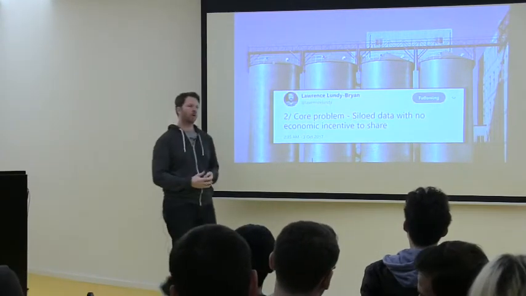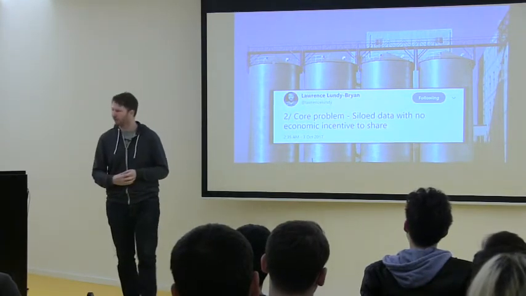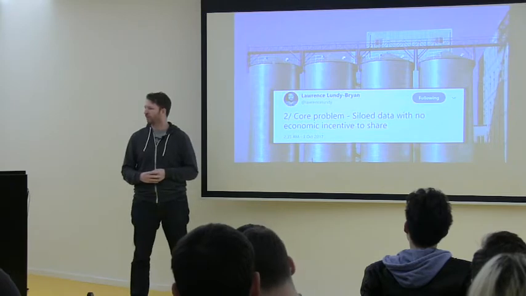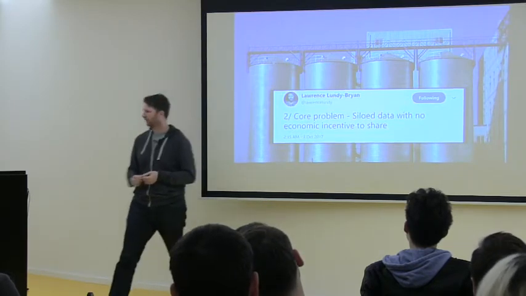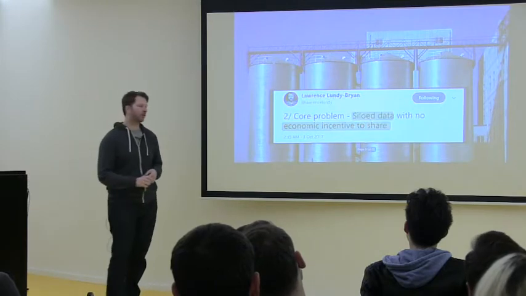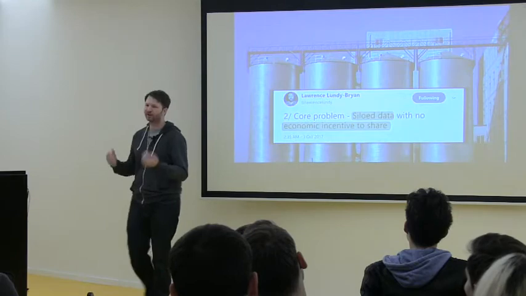There's a way to frame the core problem, right? And my friend Lawrence Lundy with Outlier, many of you might know him, summarized this problem as: you have siloed data with no economic incentive to share. And you can break that down into 2 parts, siloed data and, well, no economic incentive to share.